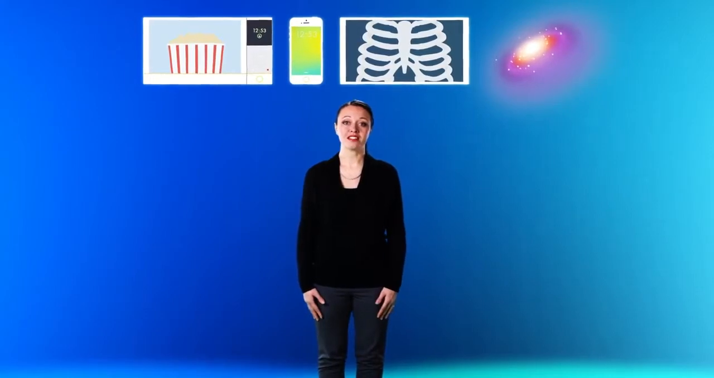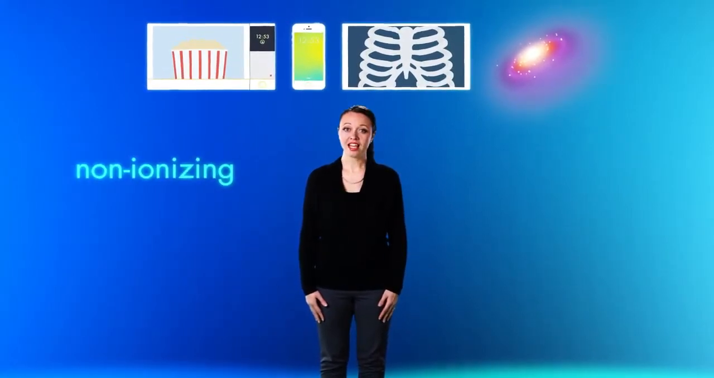Simply put, radiation is the release of energy in the form of moving waves or streams of particles. This energy can be low level, like microwaves and cell phones, or high level, like X-rays or cosmic rays from outer space. These are known as non-ionizing and ionizing radiation. But if we really want to understand radiation, we need to go inside the tiny world of the atom.